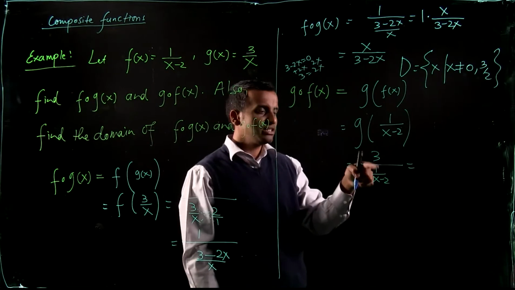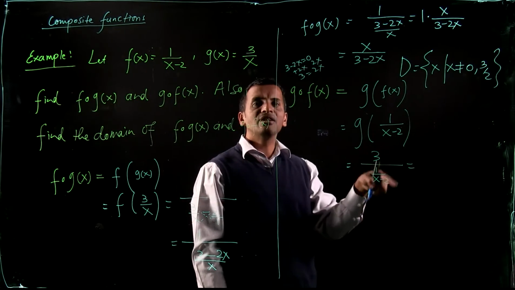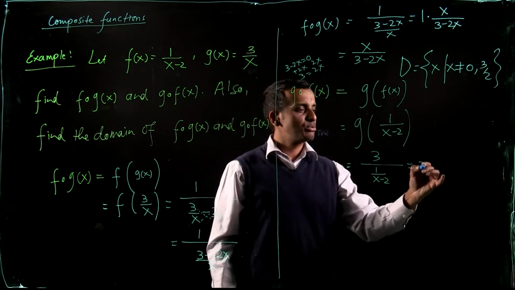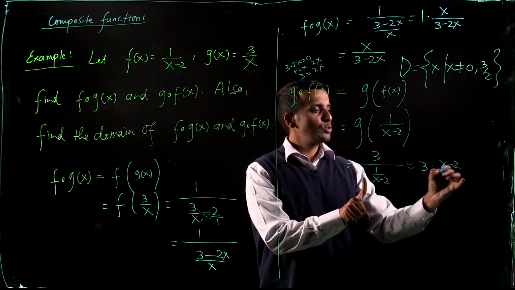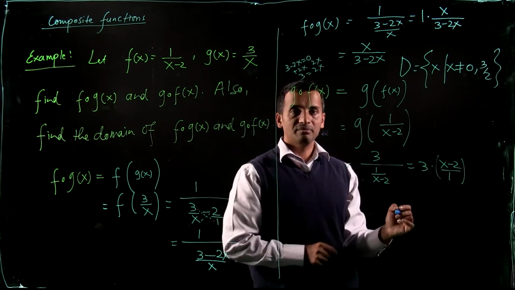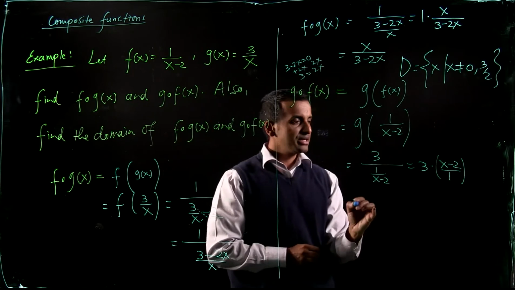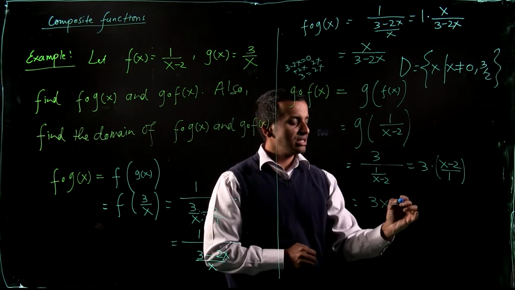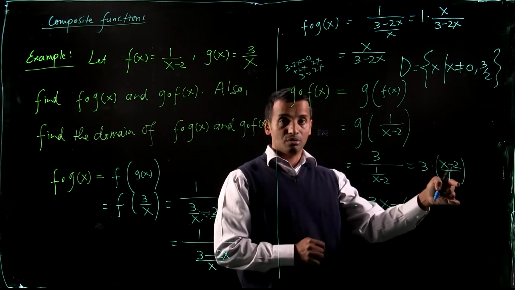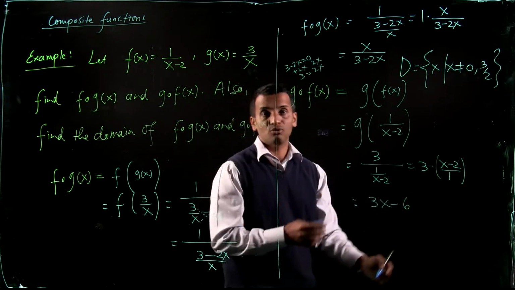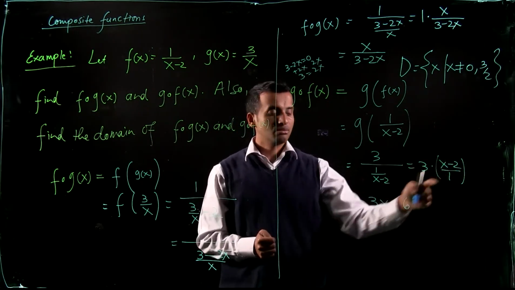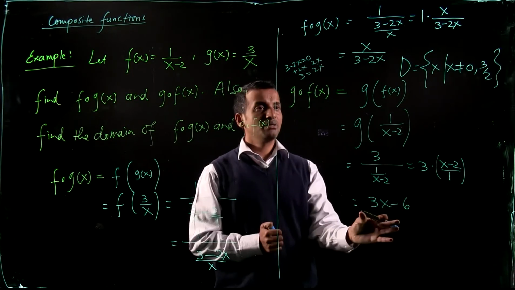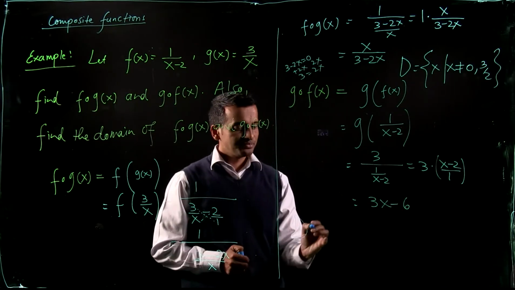Okay, so again there is a fraction of the fraction. If you want to write a single fraction for this, what you do is 3 times the reciprocal of the bottom, which is x minus 2 over 1. That's what you write. Okay, so what do you get? You got 3x minus 6. There is 1 in the denominator, you don't have to write that, right? So 3 times x is 3x, and then 3 times negative 2 is negative 6. That's what you got. So what is the domain then?